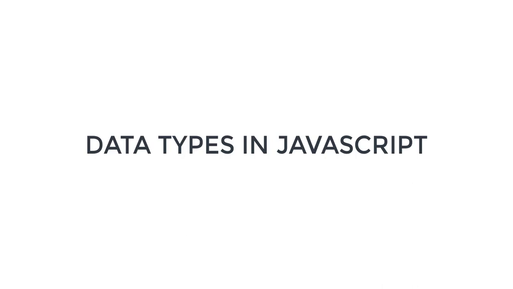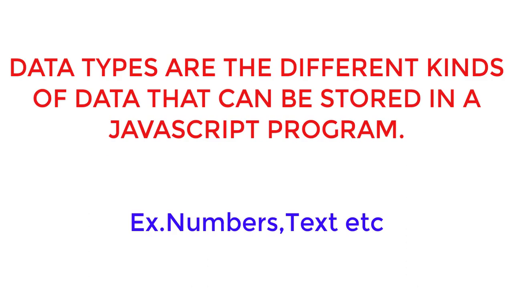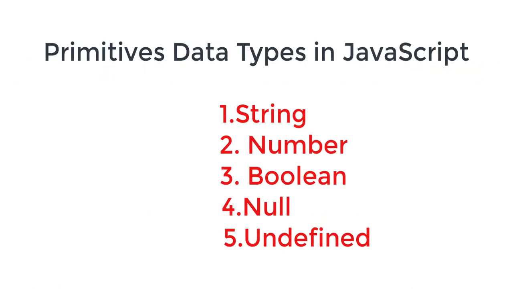In today's tutorial, we are going to learn about the data types in JavaScript. What are data types? Data types are different kinds of data that can be stored or used in a JavaScript program. In JavaScript, or in any other programming language, the concept of data type is important. Even in JavaScript, there are different types of data that can be used. They are categorized into two types.